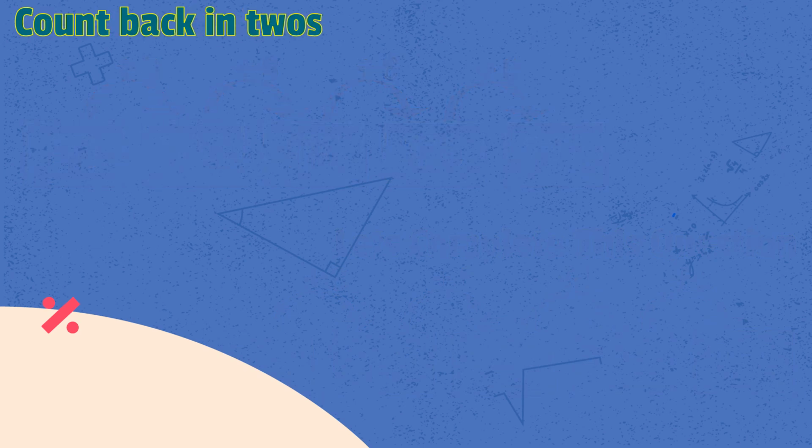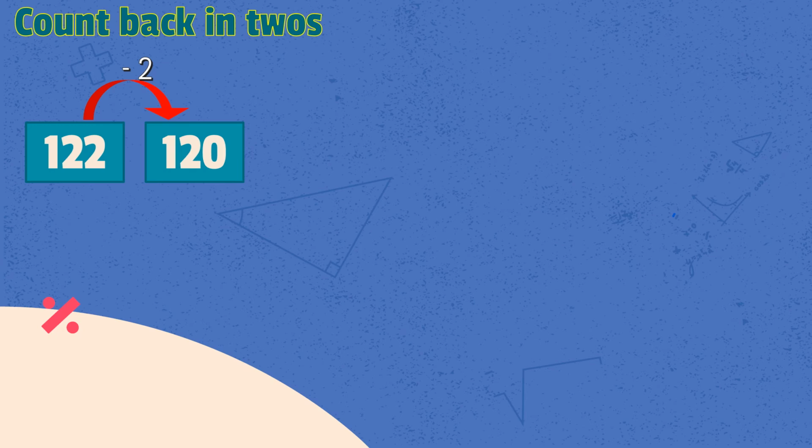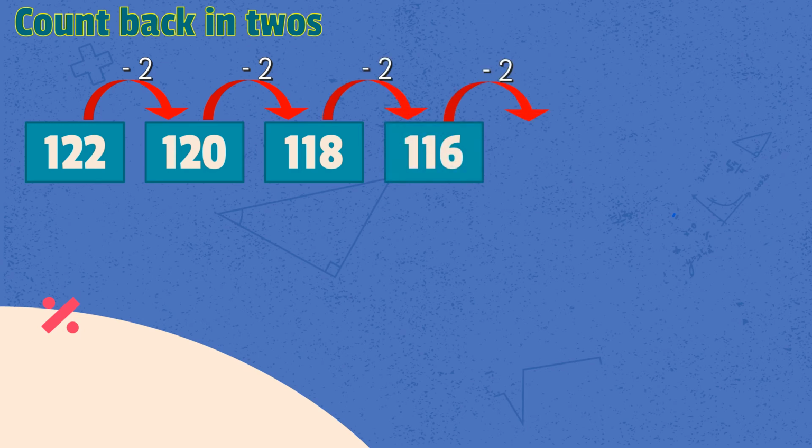Let's try a few more examples for count back. Now this is count back. If the instruction tells you to count back in twos, let's say I give you 132. So if you count back in twos, you minus 2 or subtract 2 becomes 130. Then minus another 2 becomes 128. Subtract again 126, and lastly 124.